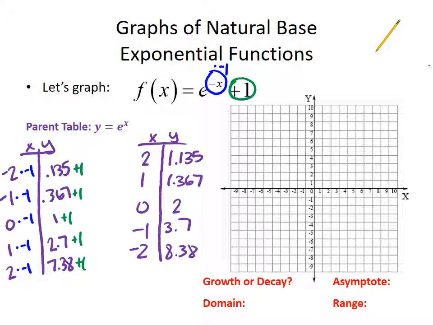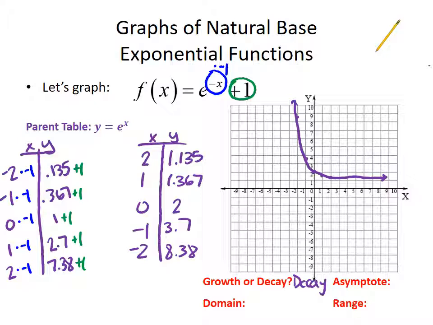If we graph those values, it's going to look a little differently than what we've seen on our previous graphs. 0, 2, -1, 3.7, -2, 8.38. If I follow that general curve, what this does is show me that this is now a decay function, because as I read it left to right, it goes down and to the right. So that -x made a decay function.